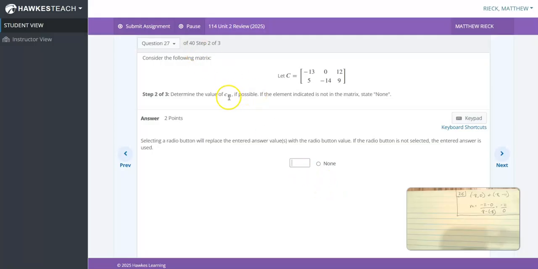All right, so the value of C11, again, I know that this is C11. Again, Roman Catholic, so we have the row and then the column. So in row 1, column 1, the value of the entry is going to be negative 13. And then the value of the entry in row 2, column 2 is going to be negative 14.